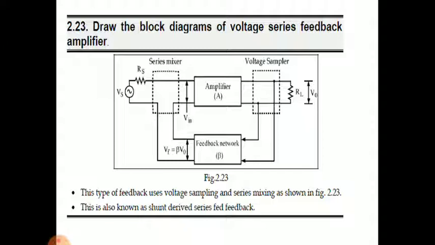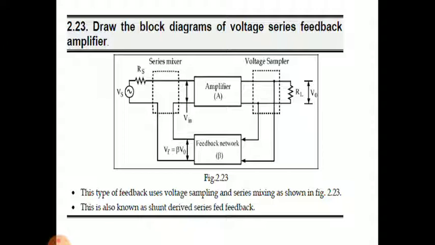First we have to see the voltage series feedback amplifier, which is a very basic type and the most widely used feedback amplifier. If you observe the diagram, there is the Vs signal source, the signal resistance, followed by a mixer network, which is a series mixer. See the feedback network output, which is connected to the input of the amplifier in series, followed by the amplifier, and again we have the sampler section. In the sampler section, the dotted lines represent the voltage sampler portion.